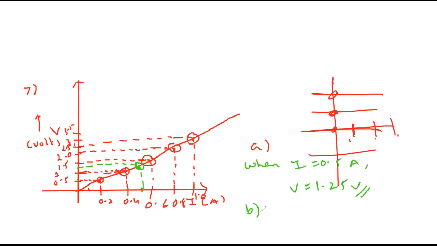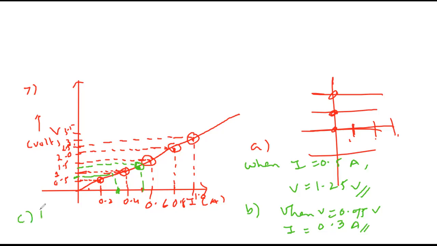B part. When current I is passed, the potential difference V is 0.75. V is 0.75, meaning it will come in the middle. So definitely current will be 0.3. When V equals 0.75 volt, I is 0.3 ampere.